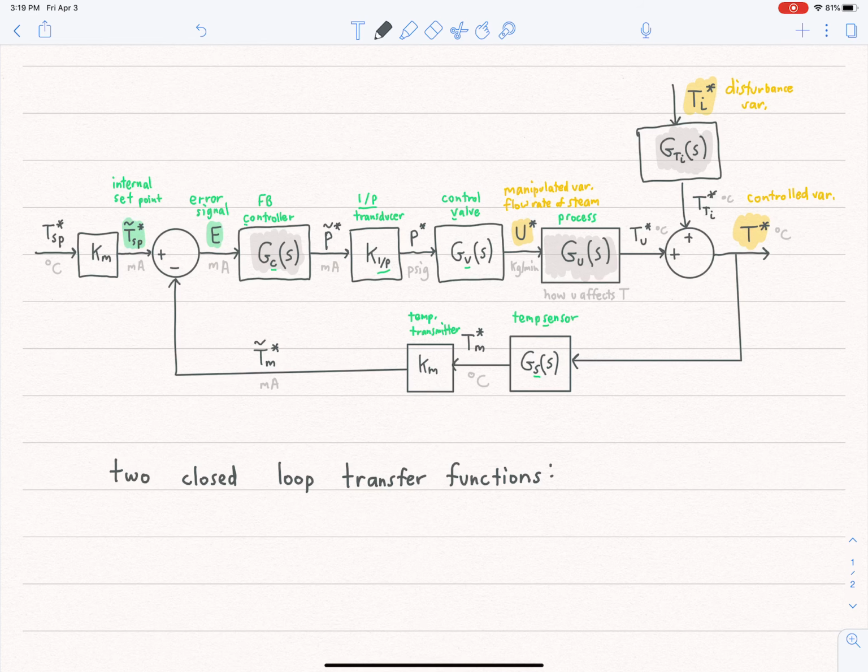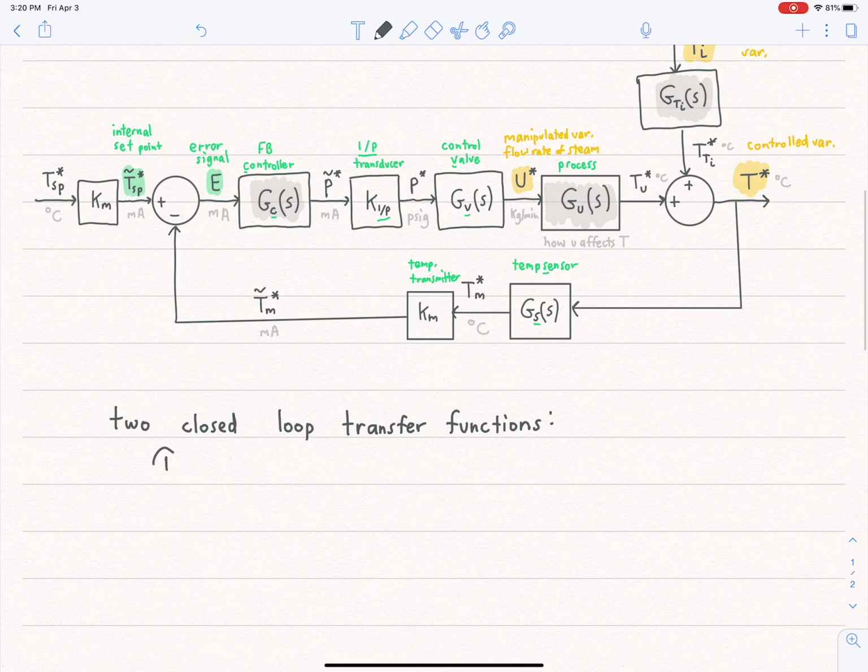One of those is associated with the servo response, right? So that's when you change a set point, how does the control variable respond? So that's here the output is T star and the input is T set point star. So this would be the servo response. The other is for disturbance rejection, the regulator response, and that's how T star will respond to a disturbance. And your disturbance here is Ti star. So this is the regulator response.